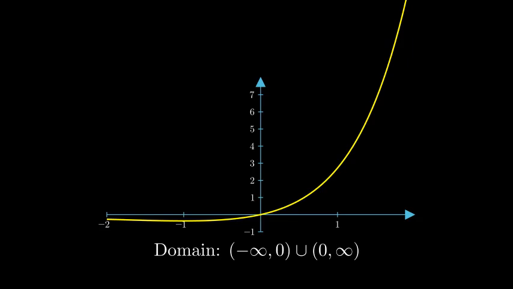Now, let's look at the graph of our full function, ln of x e to the x. Notice how taking the natural log transforms the shape. The function approaches negative infinity as x approaches 0 from either direction.